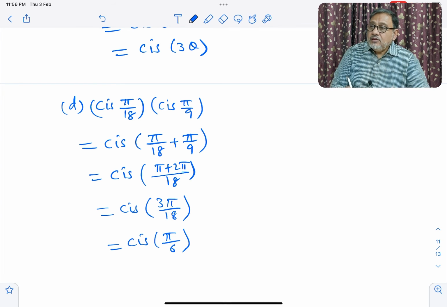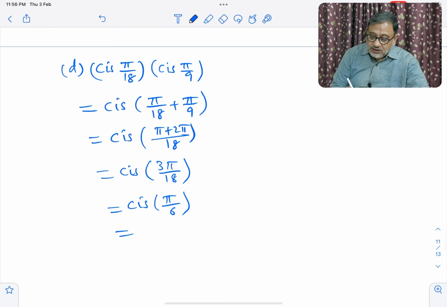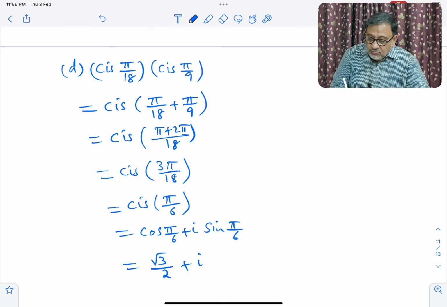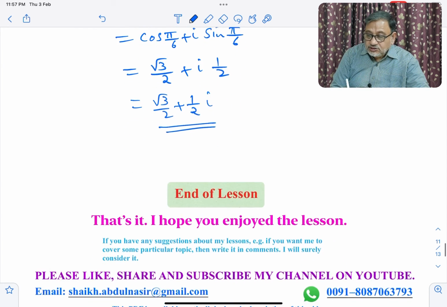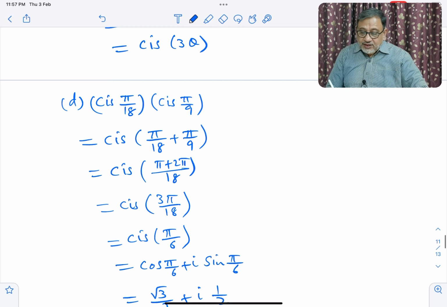Okay, now cis pi by 6 we can convert it to the Cartesian form, so cos pi by 6 plus I sin pi by 6. Pi by 6 is 30 degrees, so cos 30 degrees is root 3 by 2 plus I sin 30 degrees is 1 by 2. Okay, so the answer is root 3 by 2 plus 1 by 2 iota. This is the answer of it. Okay, then I will do one more.